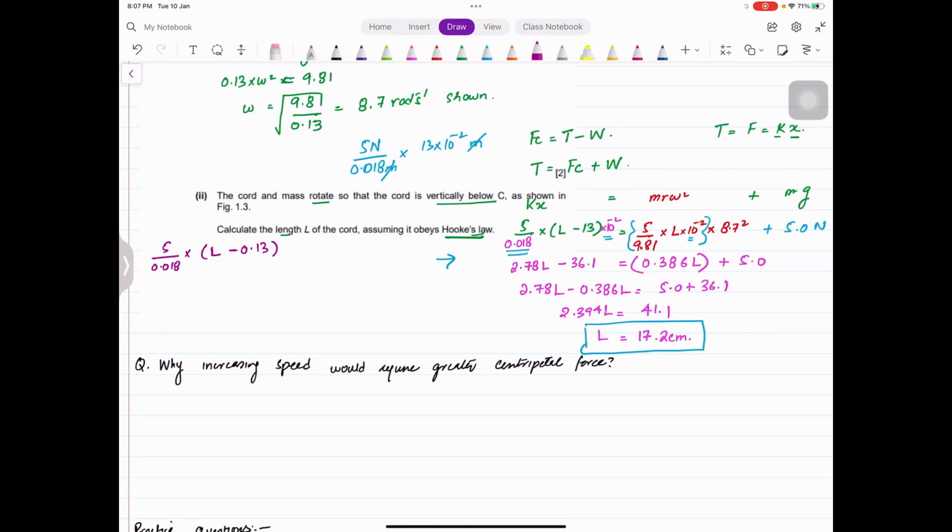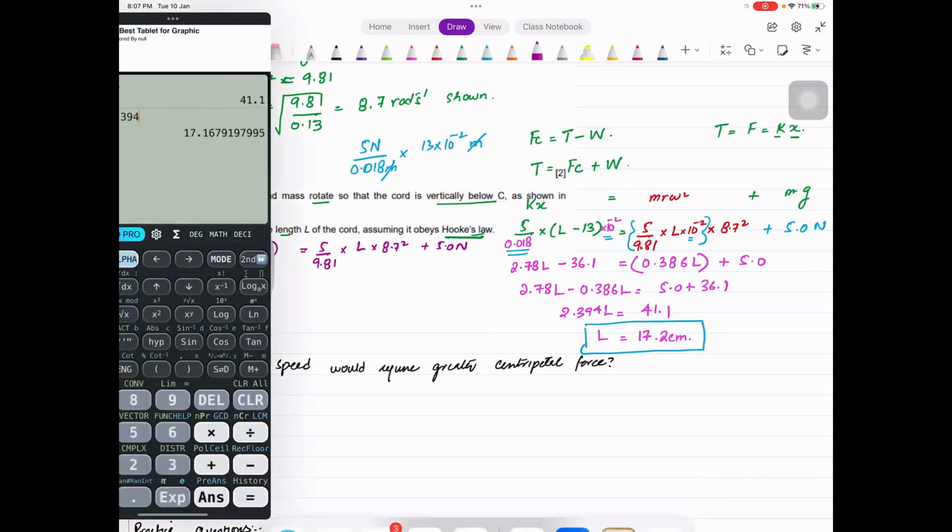You agree? And then on this side, we are just assuming length in meters. Then on the other side, 5 over 9.81 times, we will only multiply length, right? Not minus 2, because it's in meters now. Do you understand? Multiply by 8.7 whole square and plus 5 newtons. Agreed?